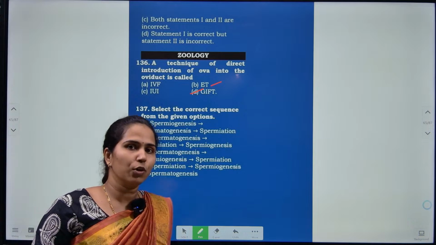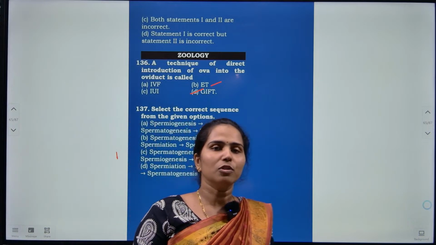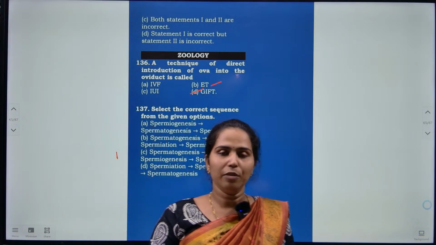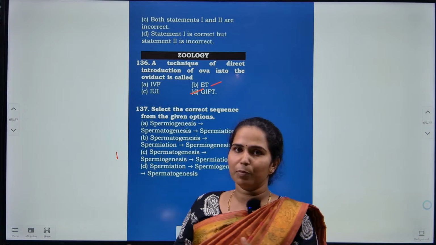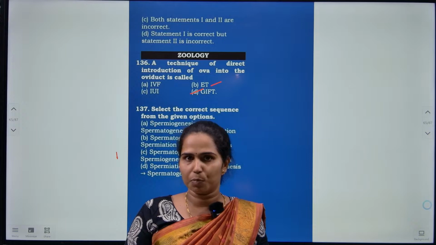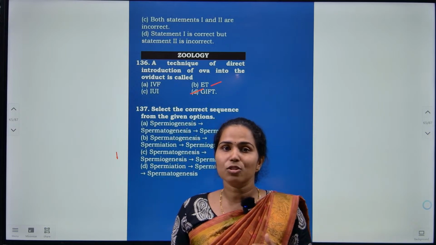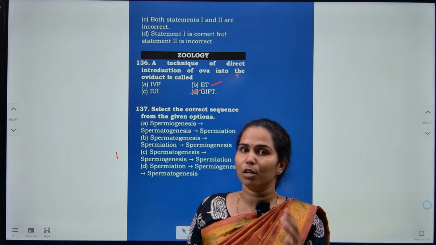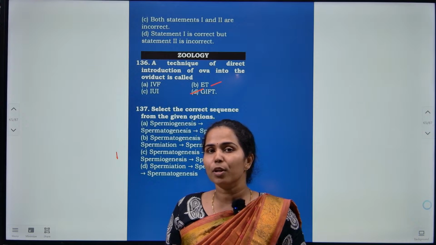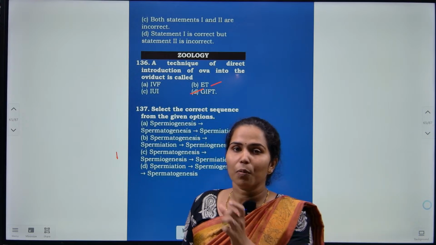So I will make you clear what is the definition of spermatogenesis. Spermatogenesis is nothing but the process of production of sperms here. Second one is spermiogenesis. Spermiogenesis is nothing but the conversion of spermatids into spermatozoa, and spermiation is nothing but the release of spermatozoa from the Sertoli cells or from the nurse cell and released into the lumen of seminiferous tubule here. So here what exactly the sequence is.